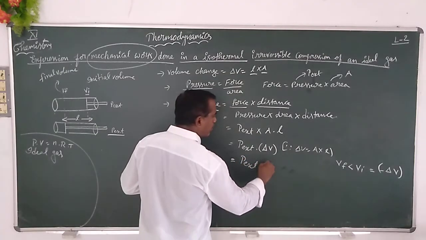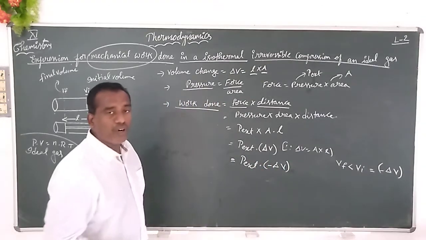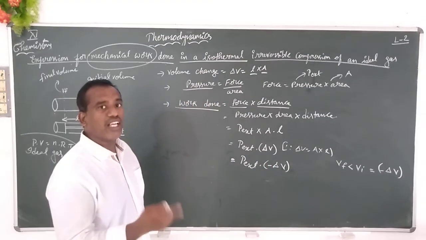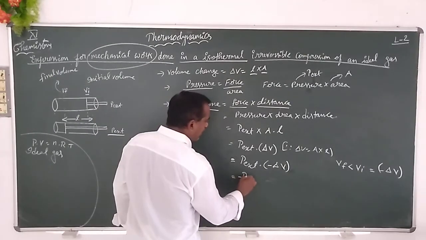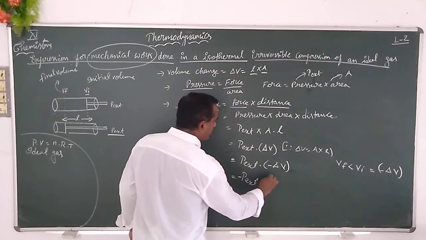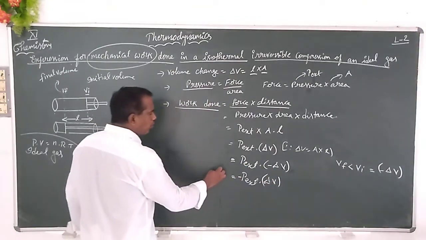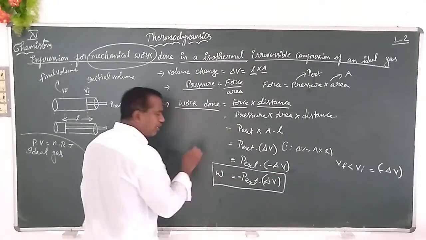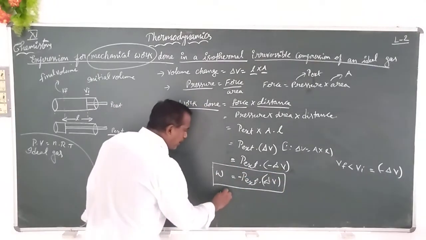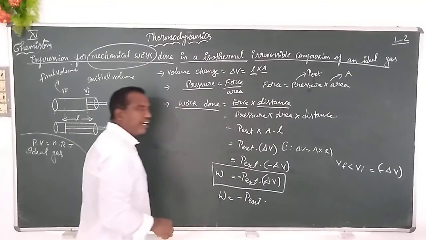So here, since the final volume is less than the initial volume, the work is given with the external pressure and negative delta V. Why did we put negative delta V? Because the final volume is less than the initial volume. Or I can write this equation as negative of P external into delta V. So the work done can be given in this method. W is equal to negative of P external into delta V.